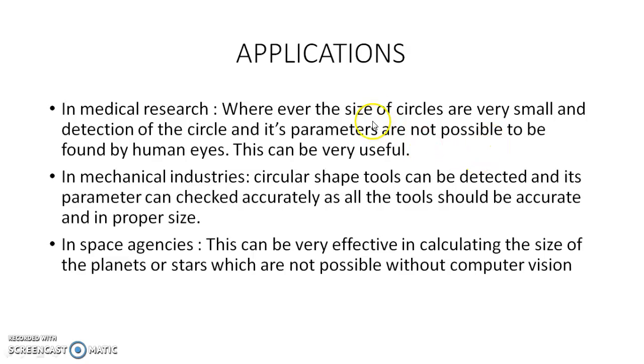In mechanical industries, circular shaped tools can be prepared and their parameters can be checked accurately, as all the tools should be right and in proper size. We know that in mechanical industries precision is a very main factor, so this tool will help them to check it accurately. Also in space science, this is very effective in calculating the size of planets or stars, which is not possible without computer vision. So those are the main applications of our topic.